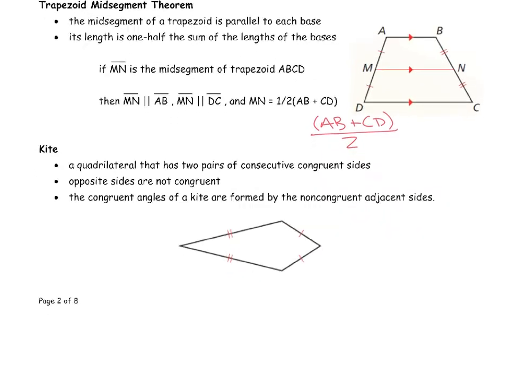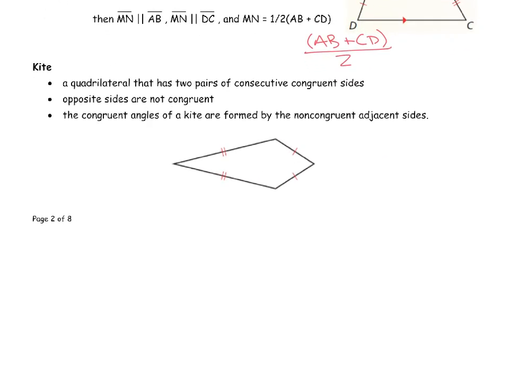And now for our next shape, the kite. A kite is a quadrilateral that has 2 pairs of consecutive congruent sides. Opposite sides are not congruent, and the congruent angles of a kite are formed by non-congruent adjacent sides. So this is typically what our kites will look like. Notice the adjacent sides here. These 2 are going to be congruent to each other, and then these 2 would be congruent to each other.